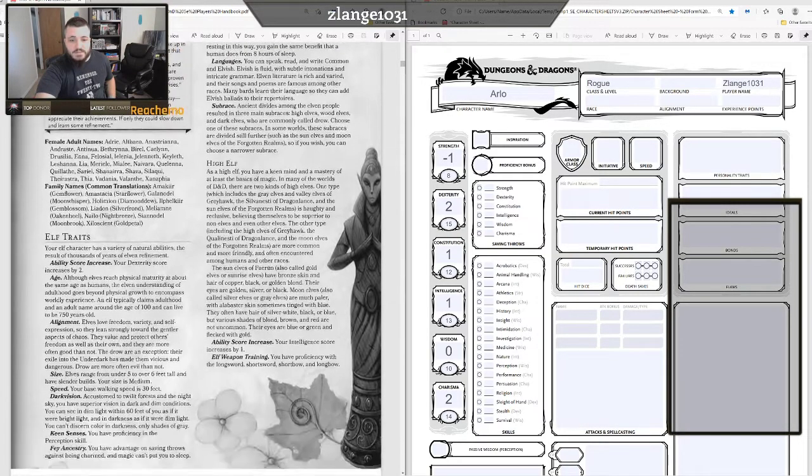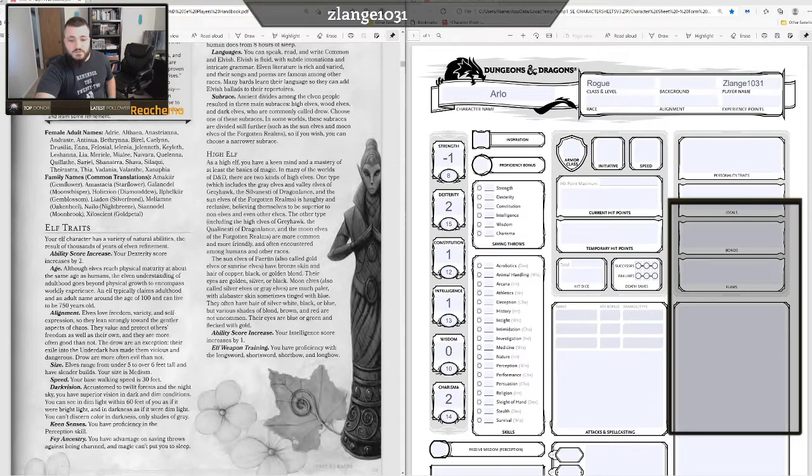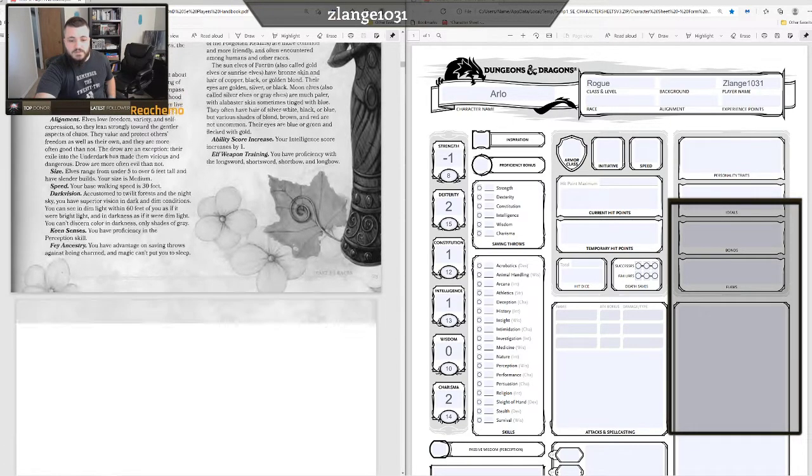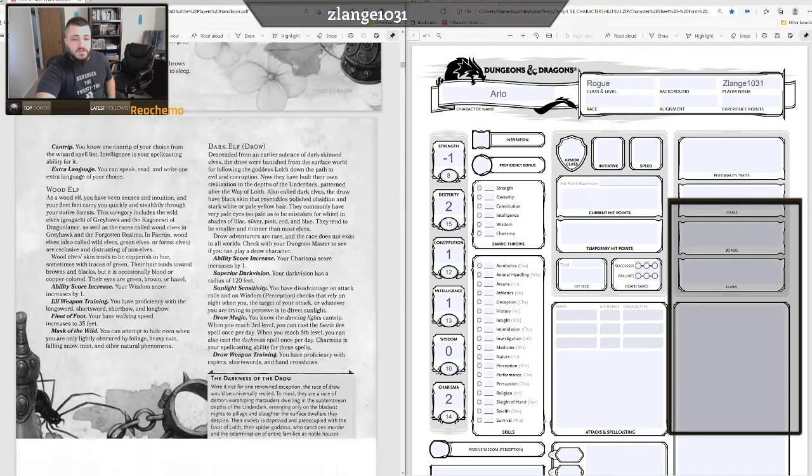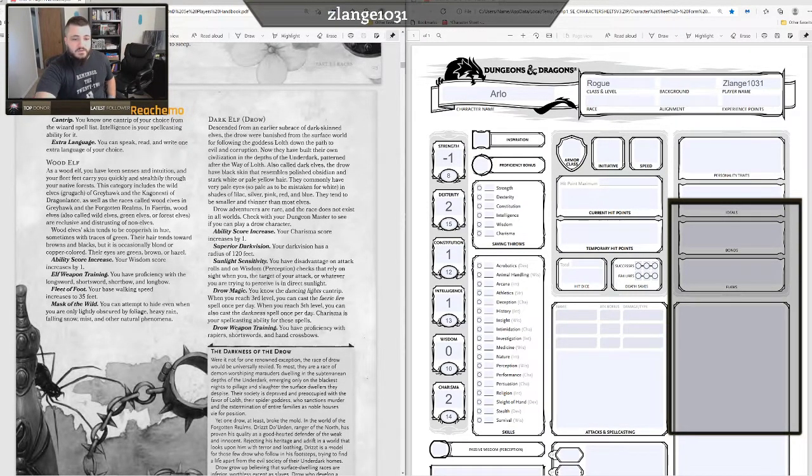Languages, subraces. You got your high elves, which increase your intelligence, and give you a cantrip and an extra language. Wood elf increases your wisdom. Weapon training, Fleet of Foot, which increases your movement speed. Mask of the Wild lets you hide in nature better.